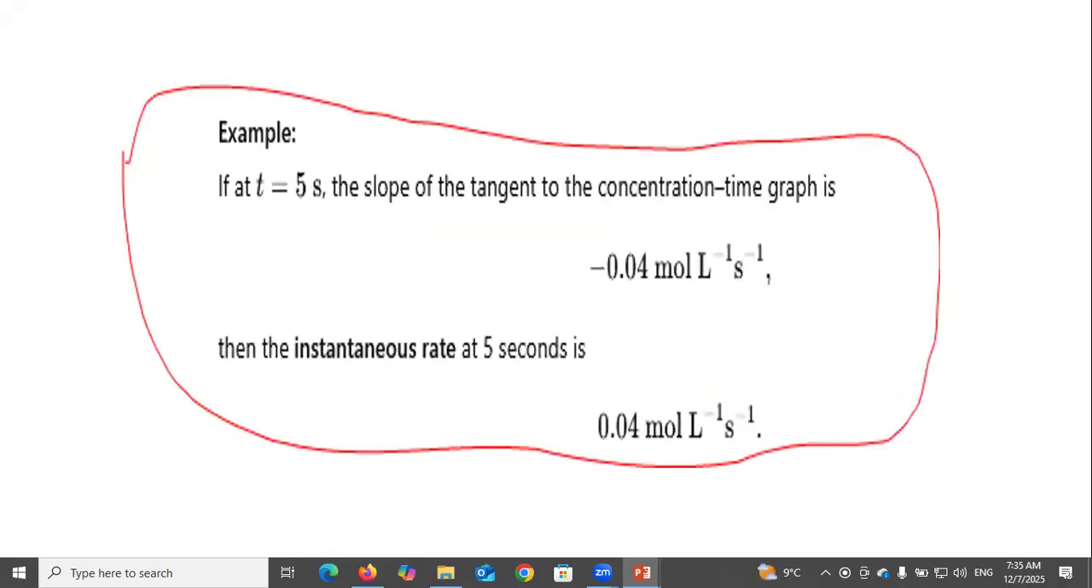For example, if at t equal to 5 seconds, the slope of the tangent to the concentration time graph is minus 0.04 mole per liter per second, then the instantaneous rate at 5 seconds is 0.04 mole per liter per second.